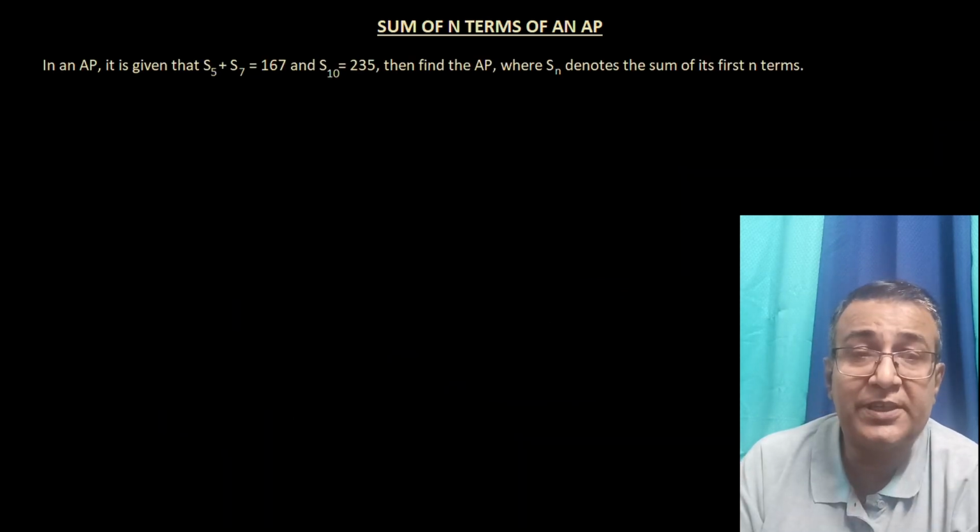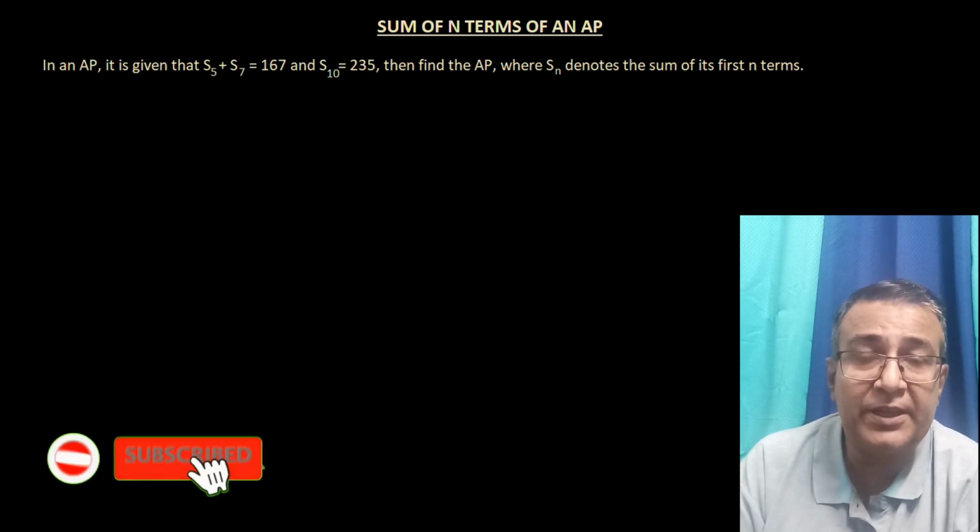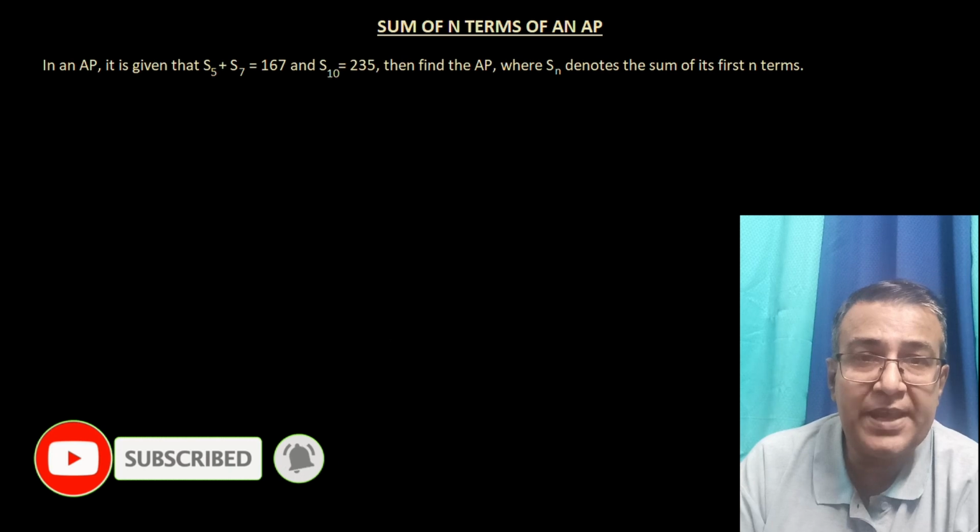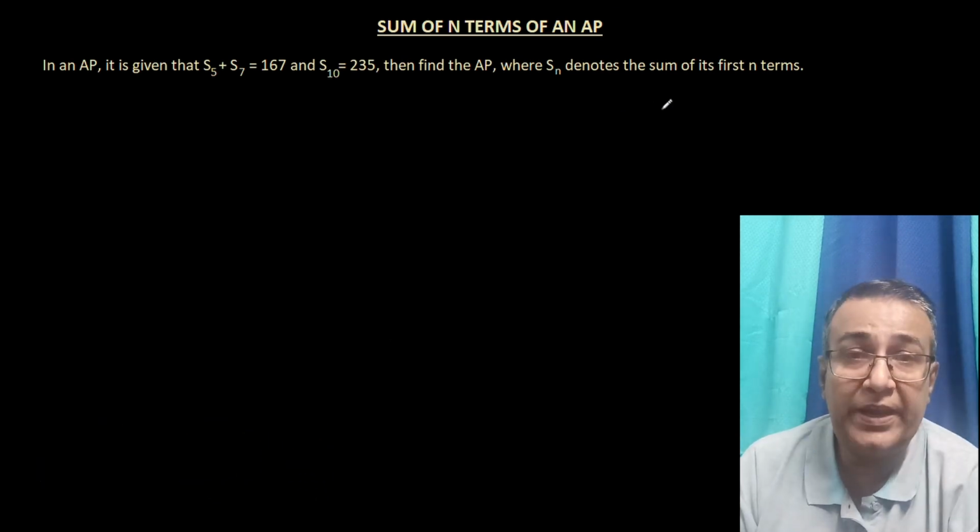Okay, so the next question is, in an AP, S5 plus S7 is given as 167 and S10 is equal to 235, and we have to find the AP where S_n denotes the sum of n terms.